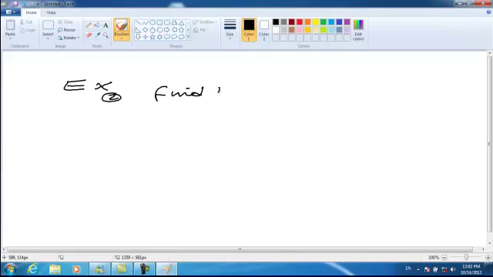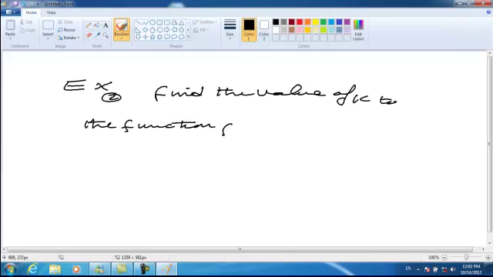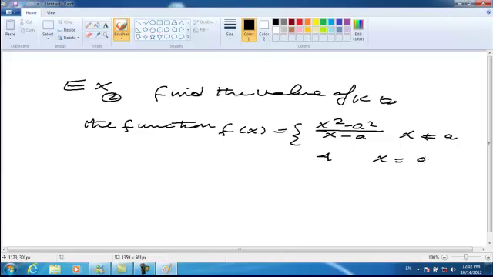Find the value of k to make the function f of x equal x squared minus a squared divided by x minus a, x does not equal a, and equal 4 at x equal a, continuous at x equal a.